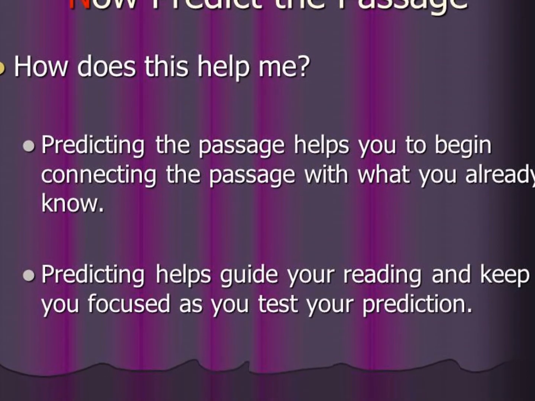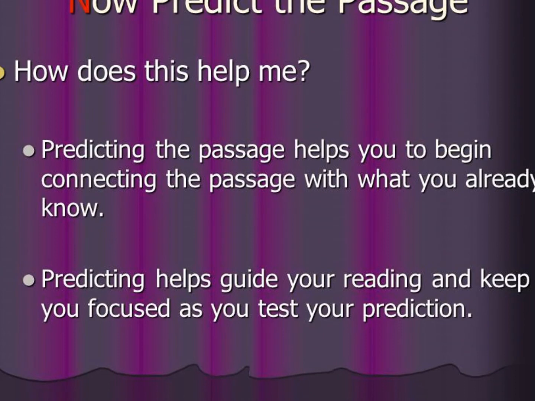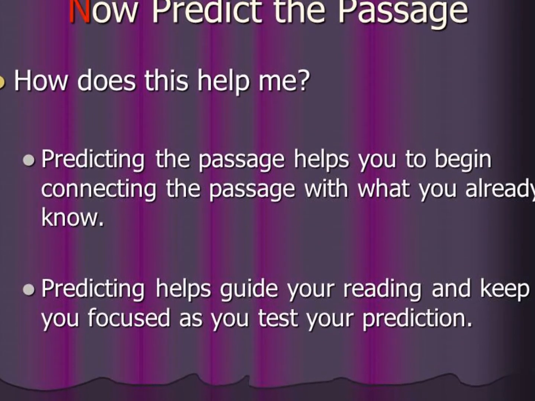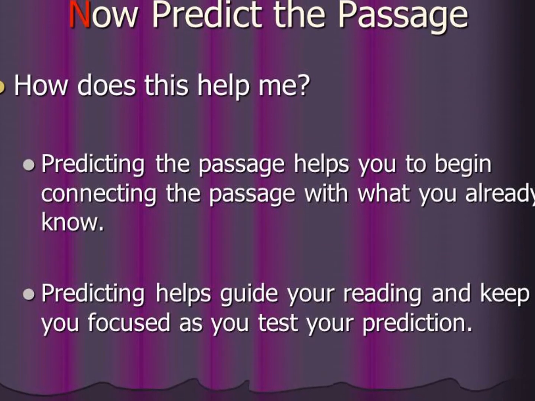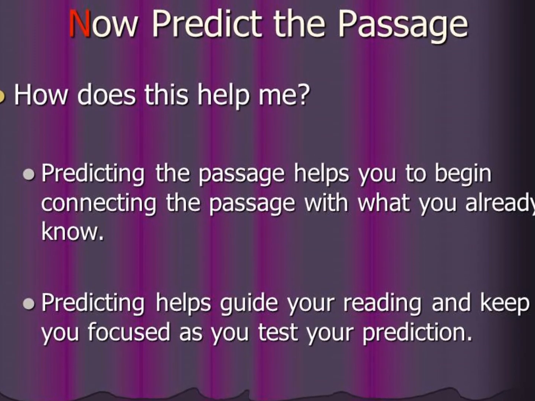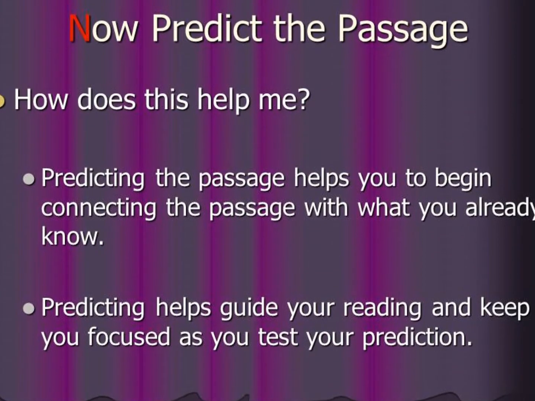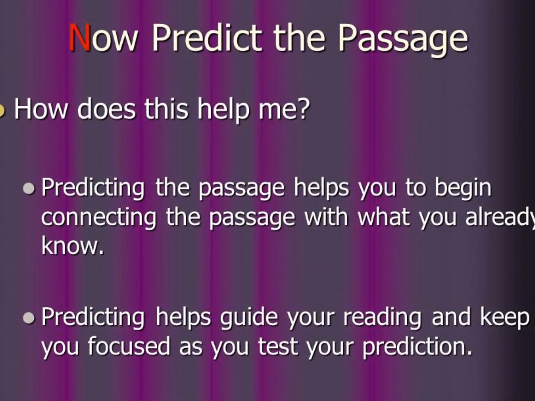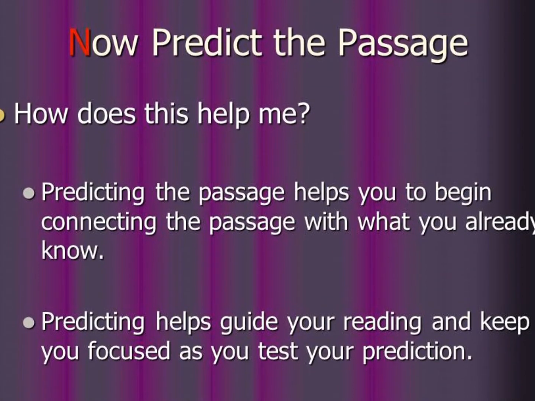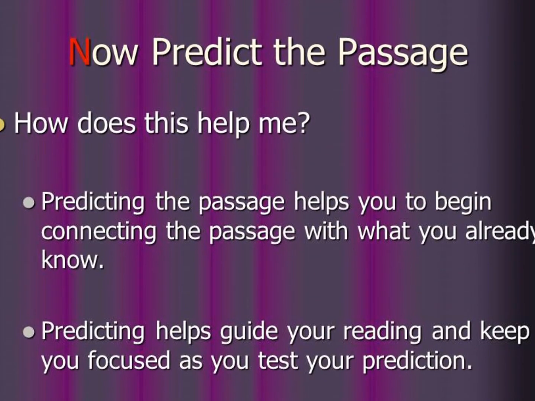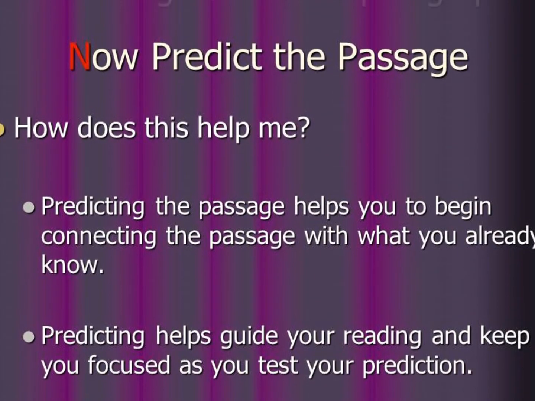The N. Now, you want to predict the passage. Why do we want to predict? Well, predicting helps you make connections with what you think the passage might be about. You can look at pictures if they're available. The title is definitely helpful for predicting, and any other bolded words and things like that could help you predict. In predicting, don't forget, you are making an educated guess.